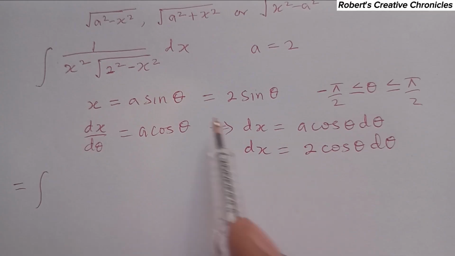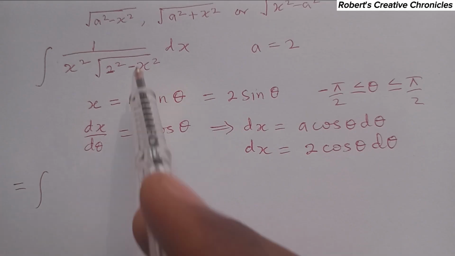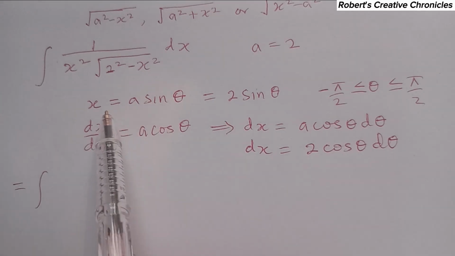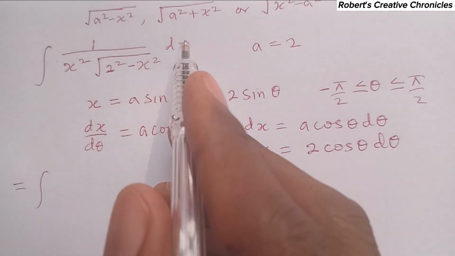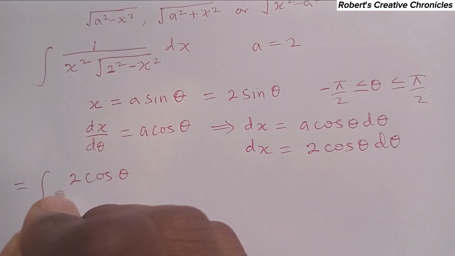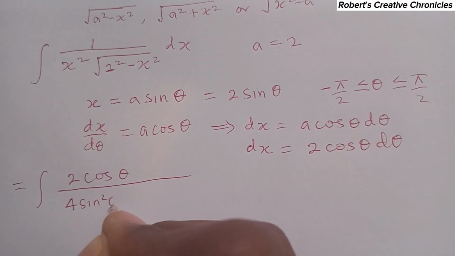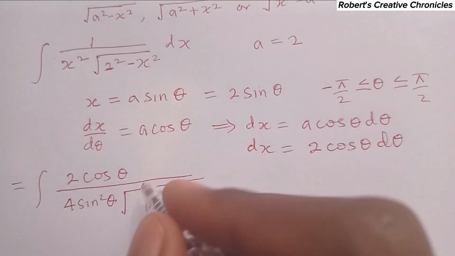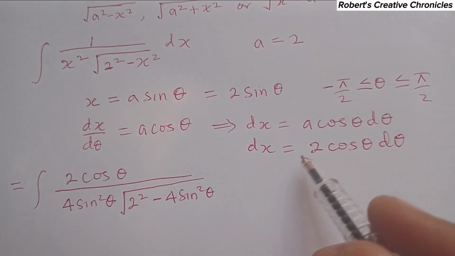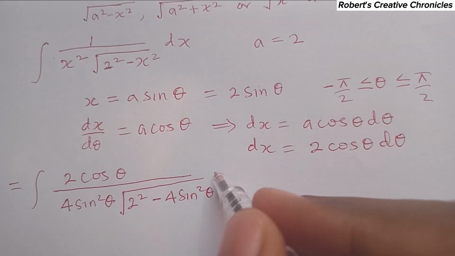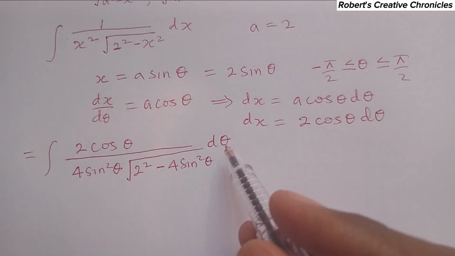We'll substitute this dx and x into this integral, so I will express it in terms of theta. dx is here, so it will be 2 cos theta over x squared, which is 2 sine theta squared, so it will be 4 sine squared theta, then root of 2 squared minus x squared, which is 4 minus 4 sine squared theta, with the x already substituted, and the d theta remaining.